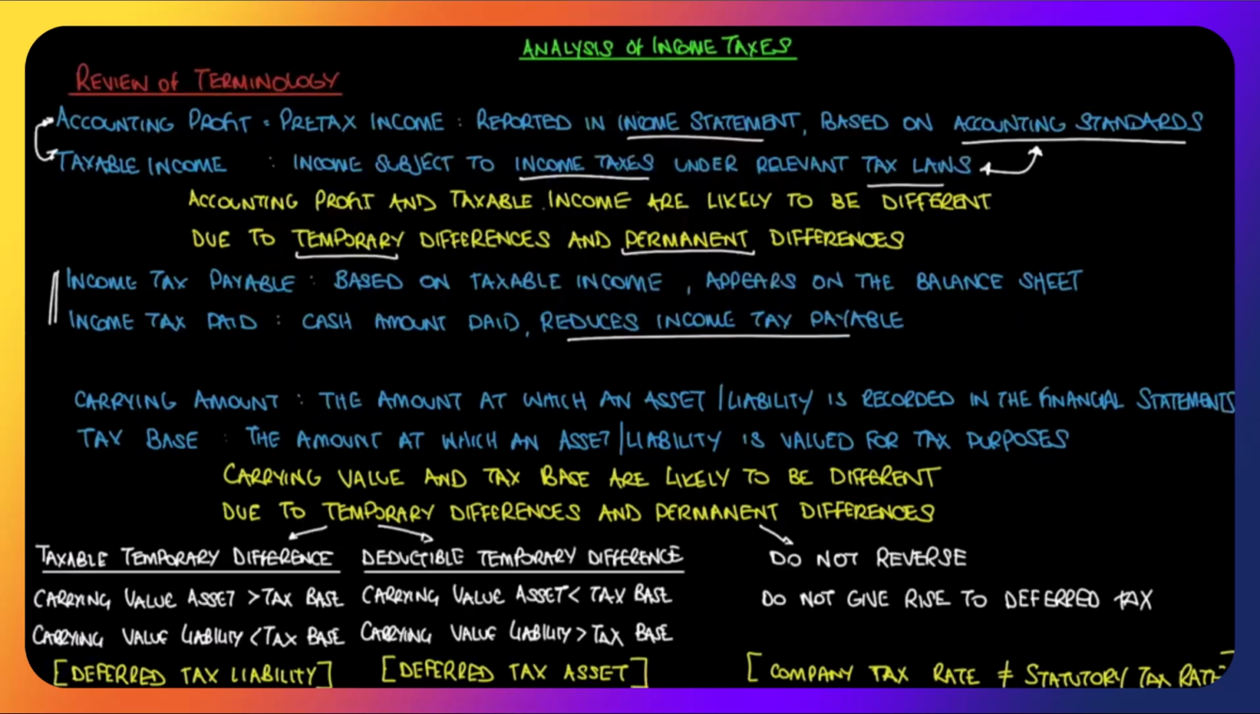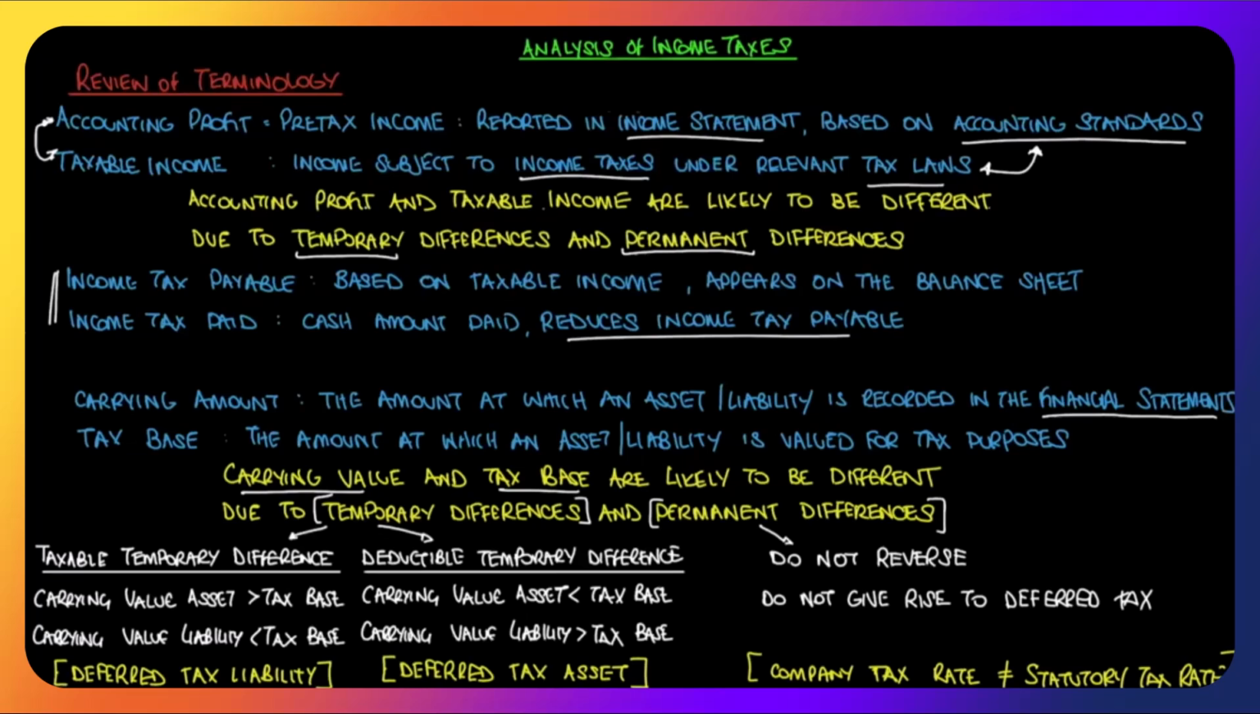A couple of definitions that help you calculate deferred tax. The carrying amount. The carrying amount is the amount at which an asset or liability is recorded in the financial statement. So that's your accounting side of it. As opposed to the tax base, which, as the name suggests, is what the tax authorities have calculated. That's the amount at which an asset or liability is valued for tax purposes. If they are different, the carrying value and the tax base, again, it could be caused by a temporary difference, could be caused by a permanent difference.